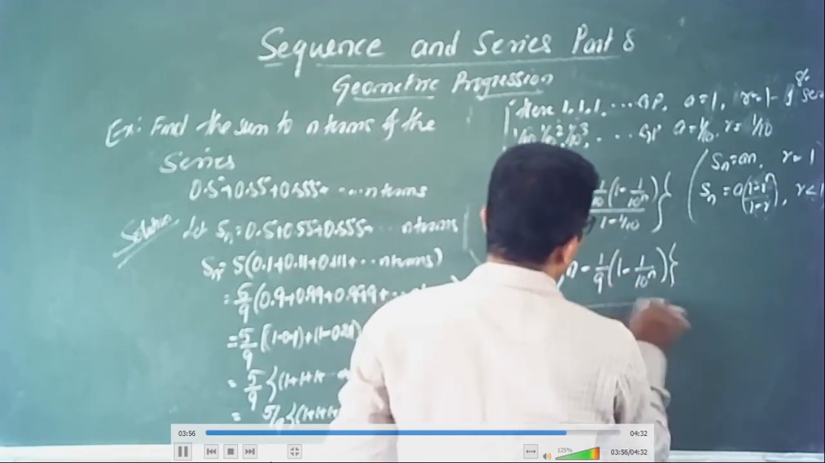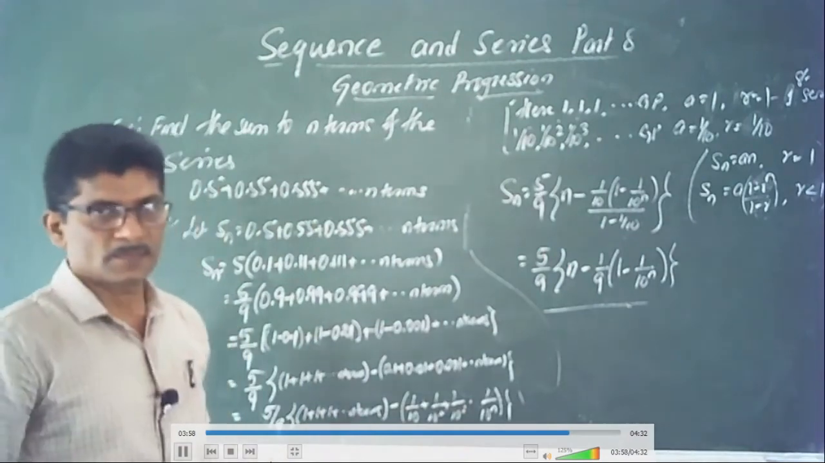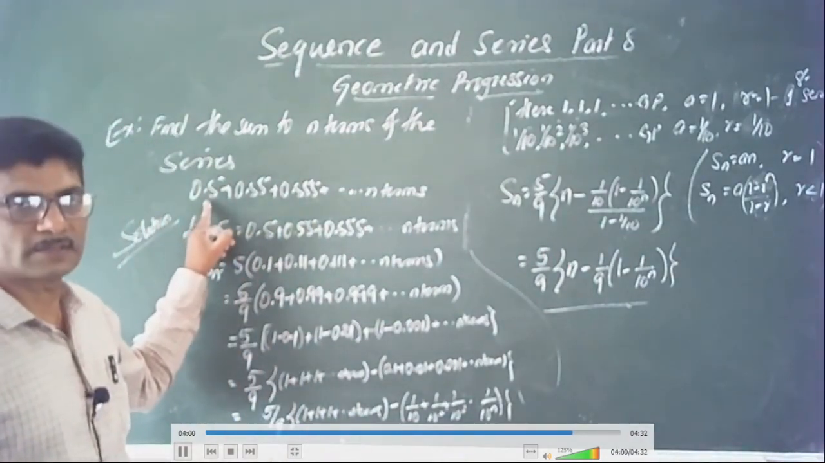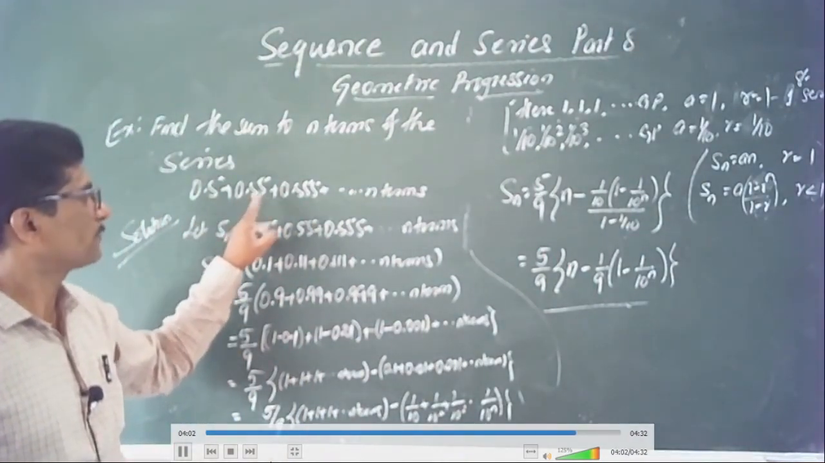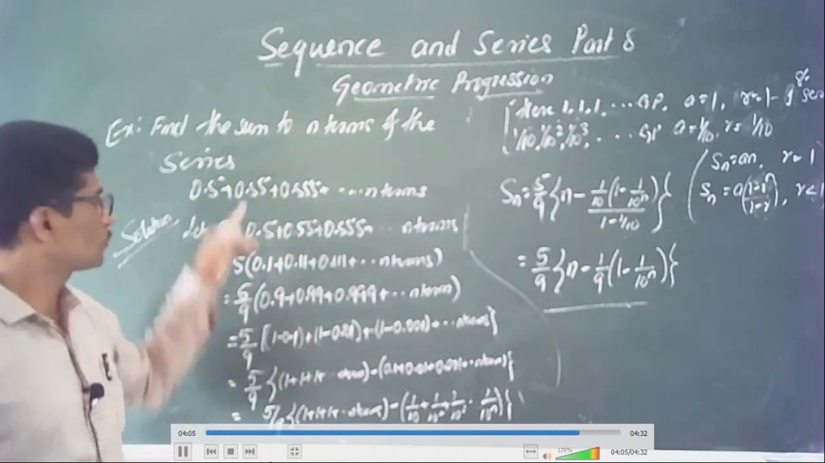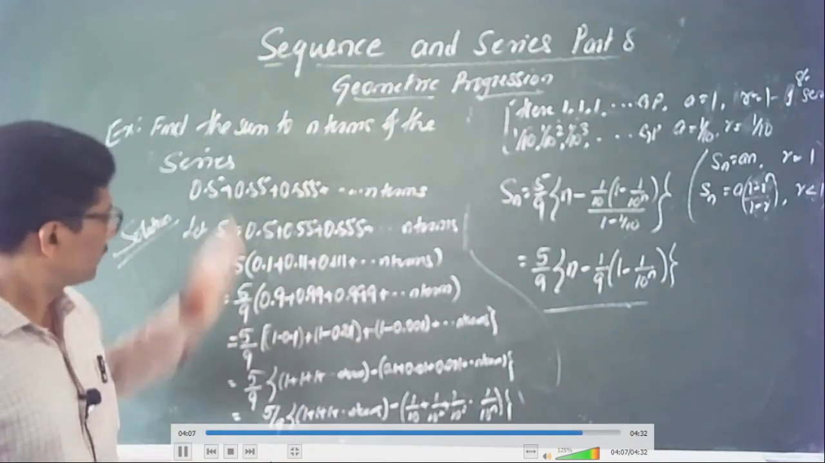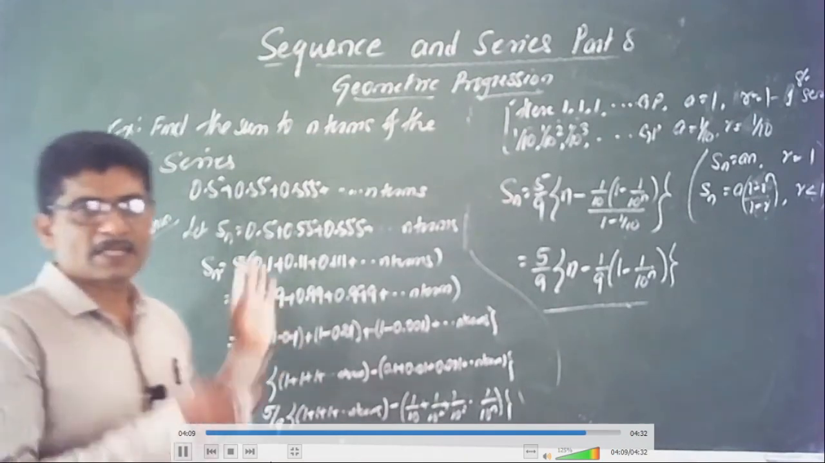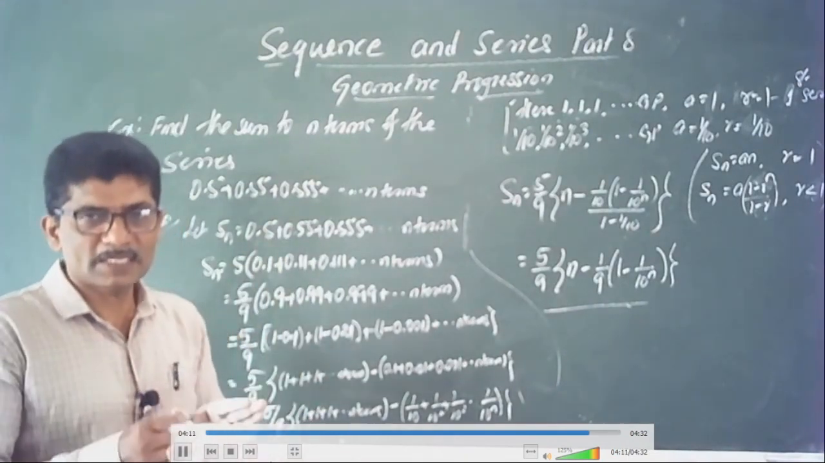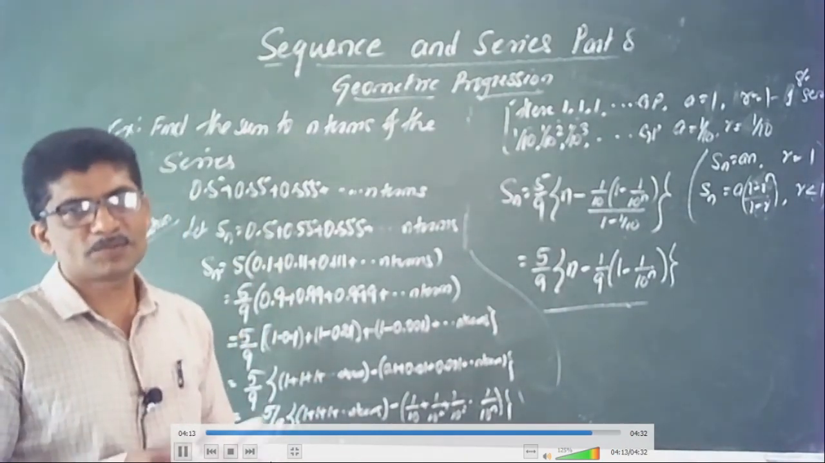This one is the sum of n terms of 0.5 plus 0.55 and so on. Suppose if it is 8, then 8 comes; if it is 9, then 1 comes; it goes like this. These are very simple problems using GP.